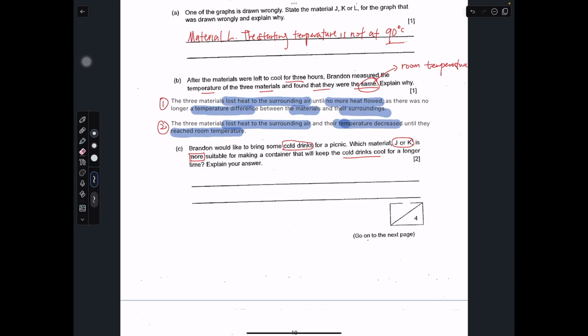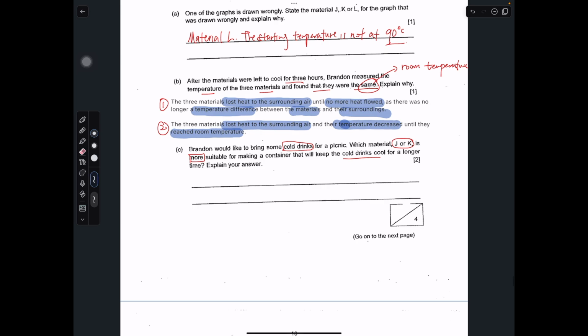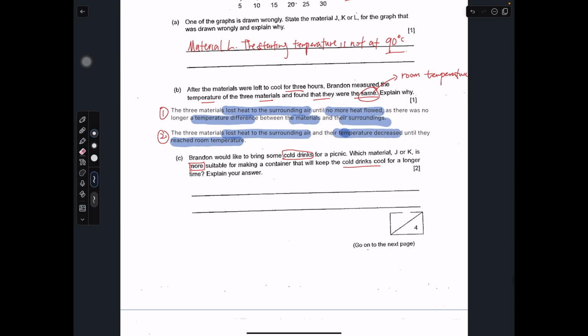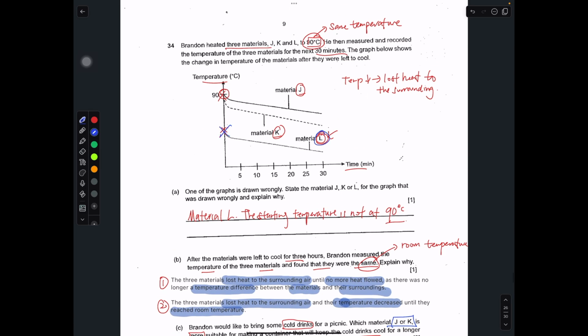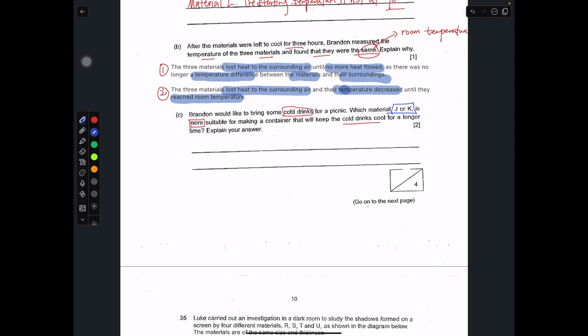So Brandon would like to bring some cold drinks on a picnic, right? Between which material is more suitable, J and K? The reason why they did not ask you to choose L is because L is already drawn wrongly. So you only need to compare between J and K. If you have a cold drink, let me draw it in blue color, and let me assign some numbers. This will probably be at 5 degrees, and you put them into a container, the surrounding is probably at 30 degrees.